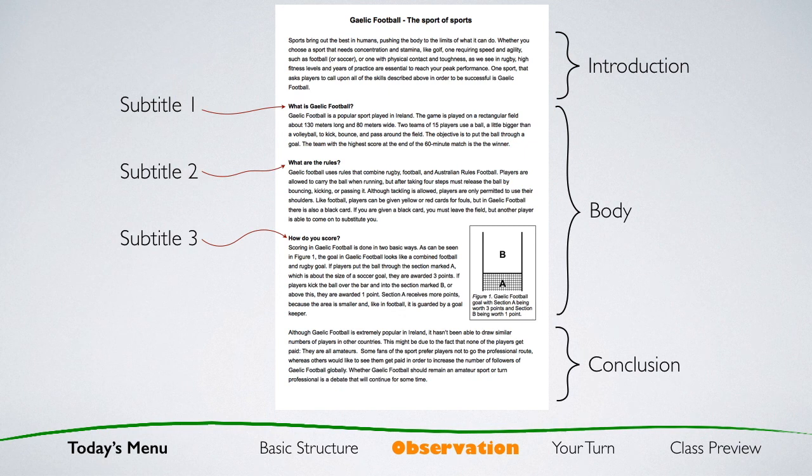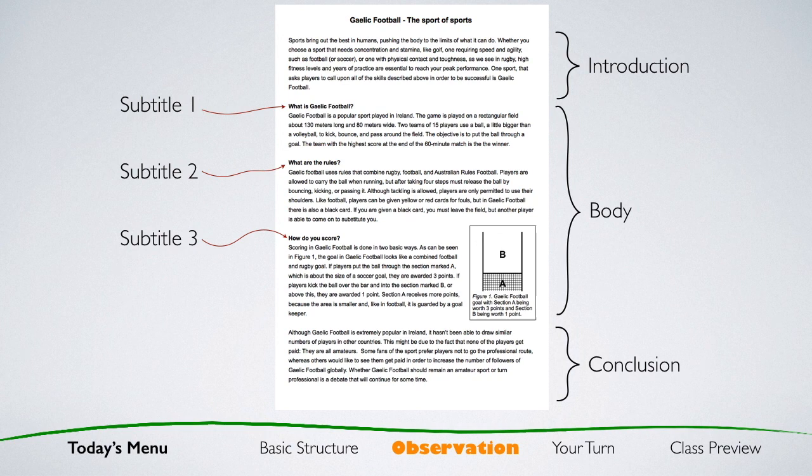And here we have it. The first thing you might notice is that the subtitles are in bold. Some journals or magazines might have certain rules for titles and subtitles, but we aren't going to worry about that at this stage. Let's just make them bold for now. The 3 subtitles are: What is Gaelic football? What are the rules? And how do you score?